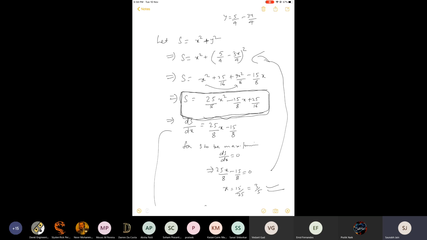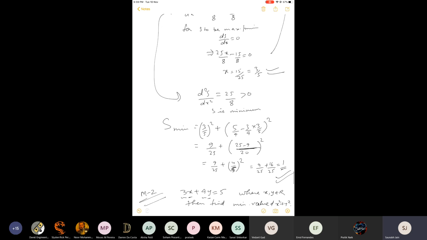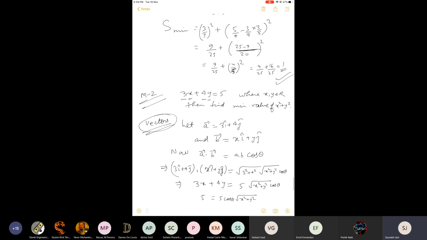In a quadratic polynomial, if the coefficient of x square is positive, then its minimum or least value is minus d upon 4a. You might have studied this concept in class 11th. Minimum s will be minus d upon 4a. From here only you will get 1. You will save all these steps in calculation. So that means it can be solved by quadratic also. Then maxima minima. Then here it is vectors.